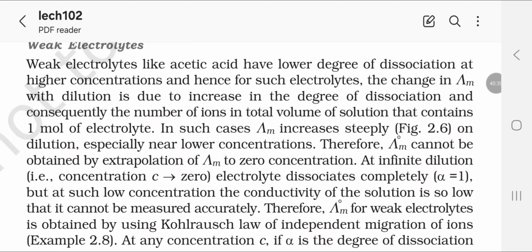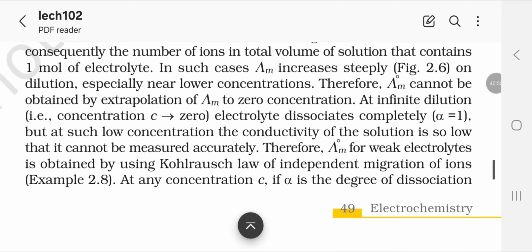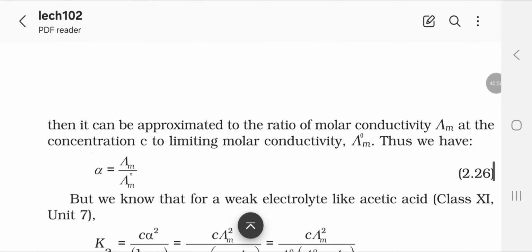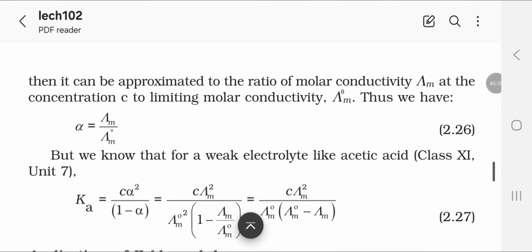At infinite dilution, the electrolyte dissociates completely, but at such low concentration, the conductivity of the solution is so low that it cannot be measured accurately. Therefore, lambda m naught for weak electrolytes is obtained by using Kohlrausch law of independent migration of ions. At any concentration C, if alpha is the degree of dissociation, then it can be approximated to the ratio of molar conductivity lambda m at the concentration C to limiting molar conductivity lambda m naught. Thus, we have alpha is equal to lambda m by lambda m naught.